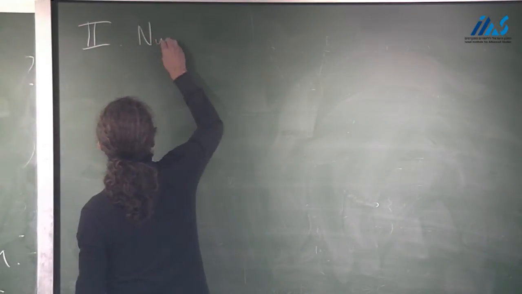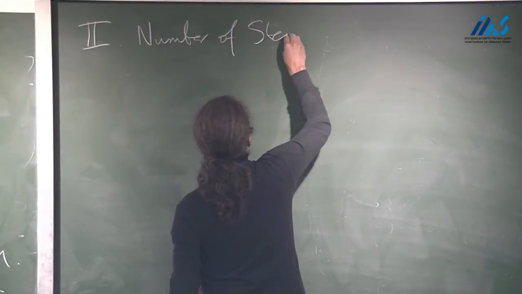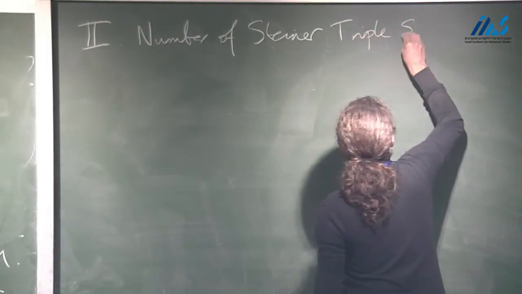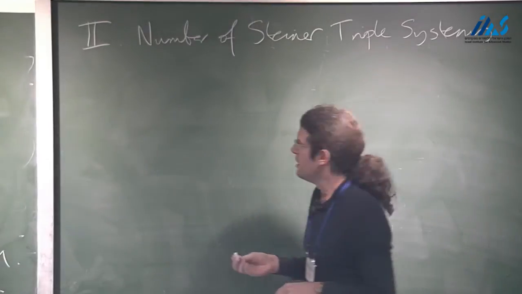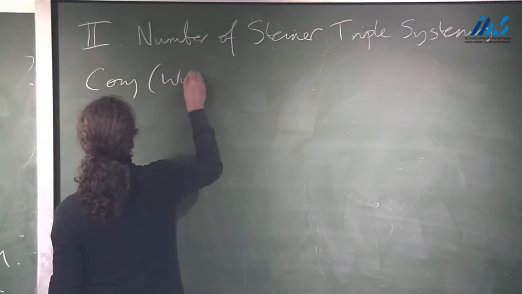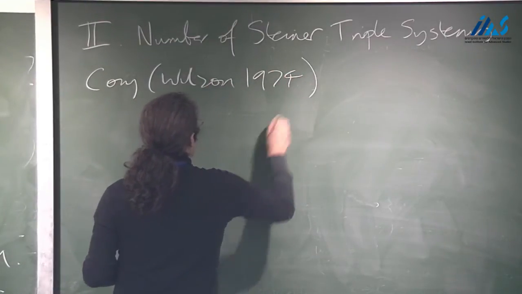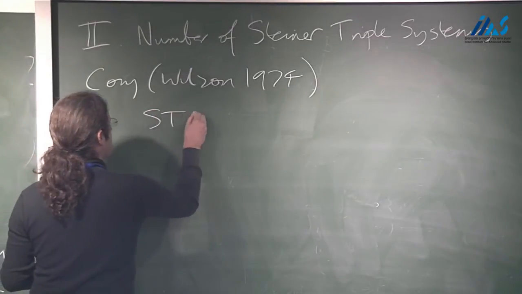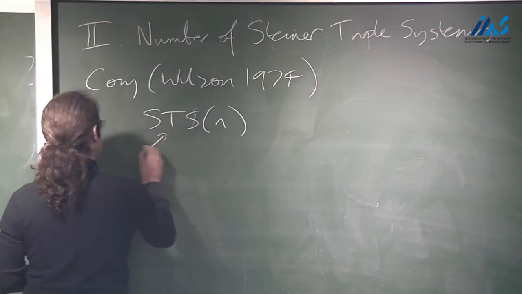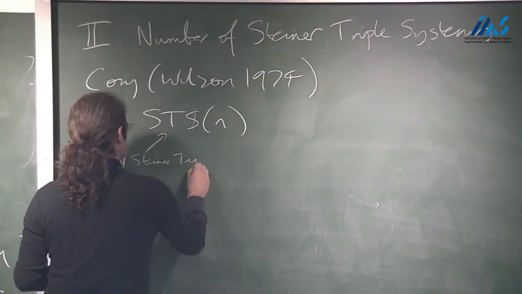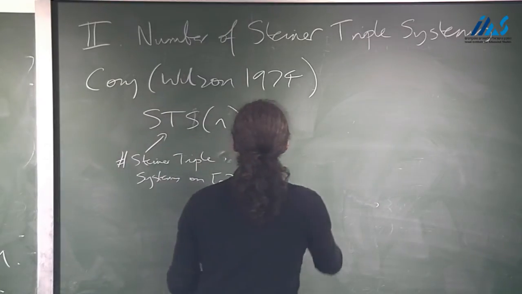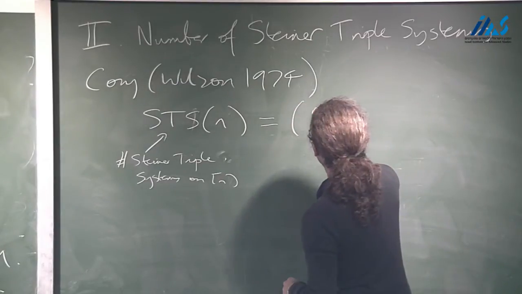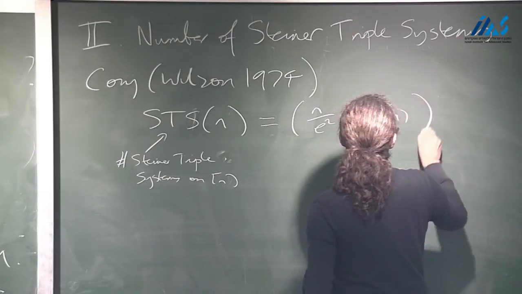Another application is to the number of Steiner triple systems. So Wilson conjectured that, if I write STS(n) for the number of Steiner triple systems, this has an approximation of the form (n/e²)^(n²/6) plus little o(n²).